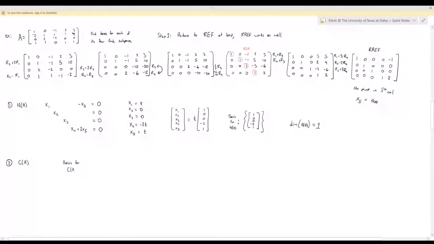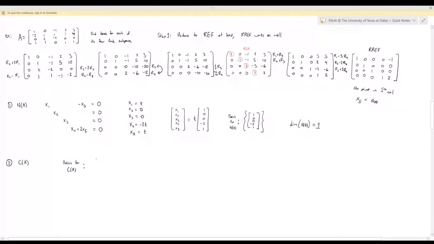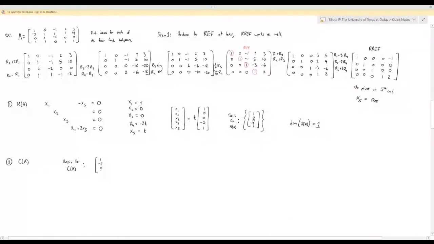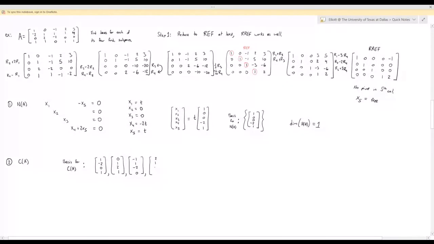So in this example here, we have pivots in the first 4 columns. So I'm just going to take the first 4 columns of A. So the first column of A was 1, minus 2, 0, 1, etc. So these 4 columns will give you the basis for the column space of A. Okay. And in general, what you do is you just take the columns from A that have the pivots in them, and those will give you the basis for the column space. It's pretty simple.